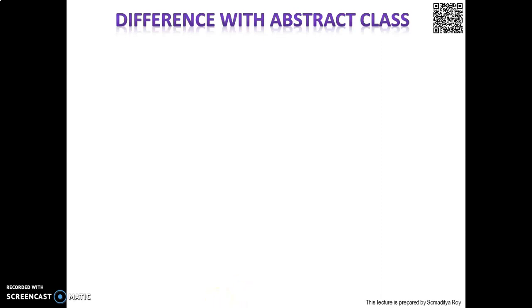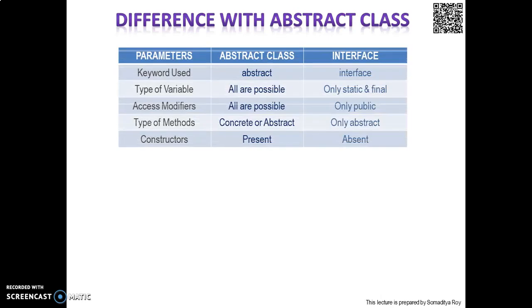So let's take a look at the basic difference between an abstract class and the interface. These are the basic differences between abstract class and interface. Here we use interface as a keyword. Interface can have only static and final fields. All the members, that means variables or the methods, are only public. There are only abstract methods within an interface, and there is no requirement for a constructor.